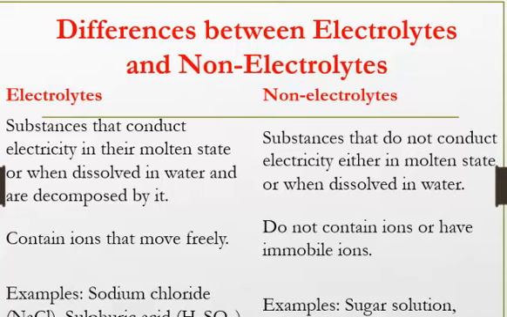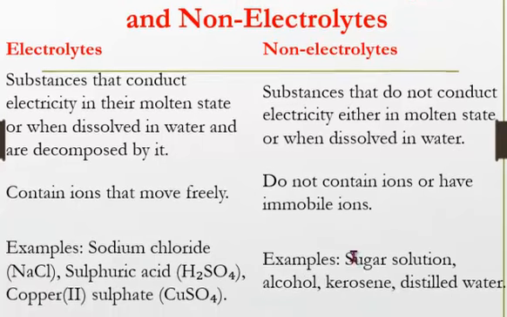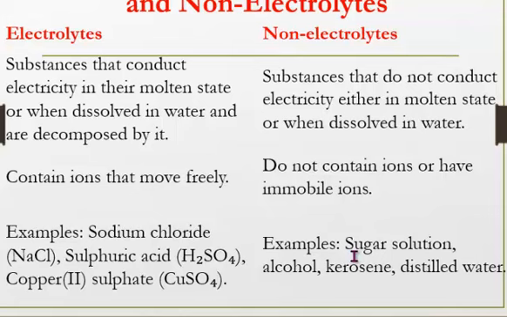Examples of electrolytes, like we have said, are sodium chloride, sulfuric acid, that is H2SO4, and copper(II) sulfate. And examples of non-electrolytes, we have sugar solution, alcohol, kerosene, distilled water. All these do not allow electric current to pass through them.